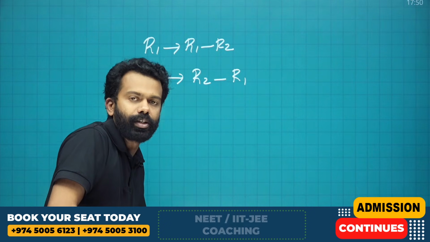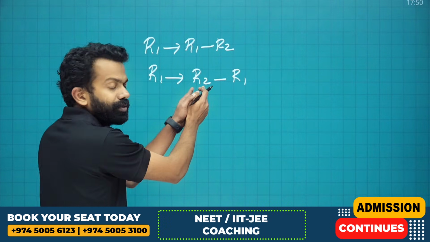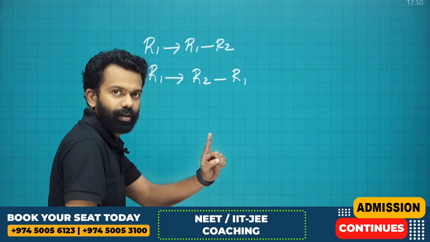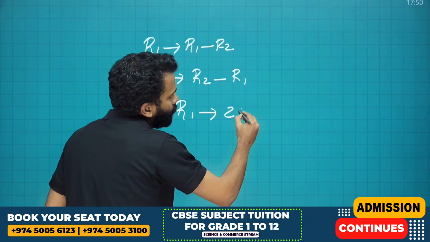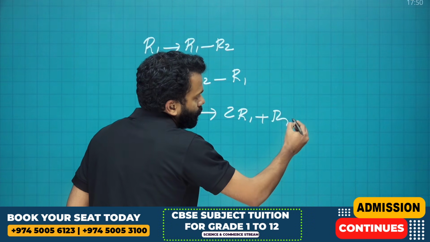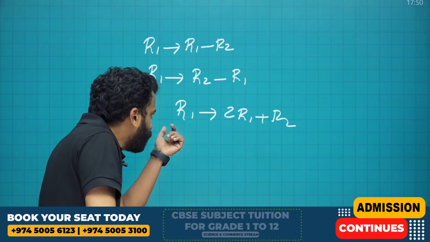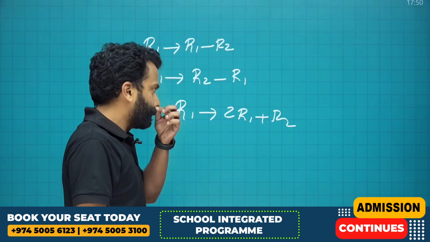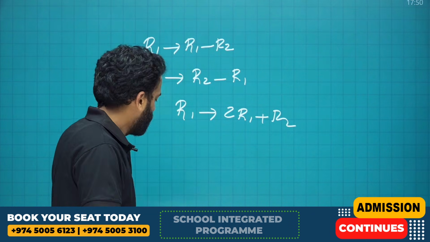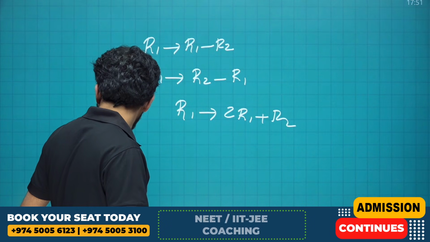If you are planning to change any row or column, just place them first and their coefficient should be 1. Never use this one: R1 changes to 2R1 plus R2. It's not correct. If you are planning to change any row, just keep it like this here. I hope it's clear. I will go through an example to make it easy.